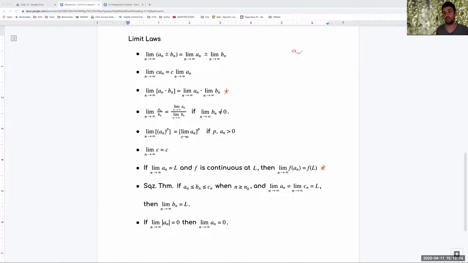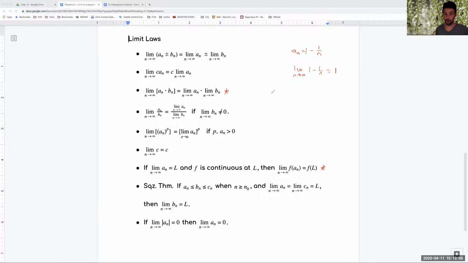So last video we looked at the sequence a sub n equals 1 minus 1 over n. And we determined that the limit as n goes to infinity of 1 minus 1 over n is equal to 1, right? You can look at it and see that those 1 over n terms are getting smaller and smaller and smaller. So you're starting at 1 and subtracting something that's smaller and smaller and smaller. So you get closer and closer to 1.